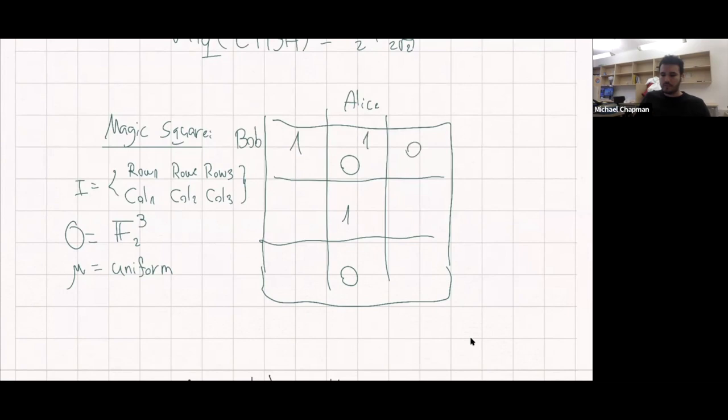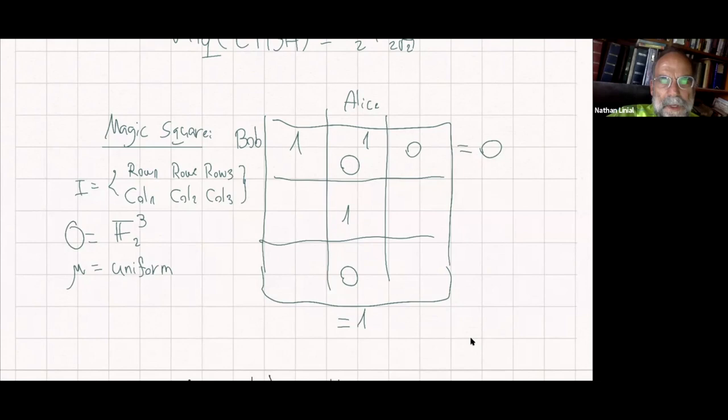Okay, and for them to win, they need to satisfy the following. If they were asked for a column, the sum of the entries in the column needs to be 1. If they were asked for a row, the sum of entries should be 0. And if they were asked for a row and a column that intersect, they need to give the same answer, so they need to be consistent with one another. You can see that Alice gave a satisfying answer for the second column, Bob gave a satisfying answer for the first row, but they were inconsistent with one another.